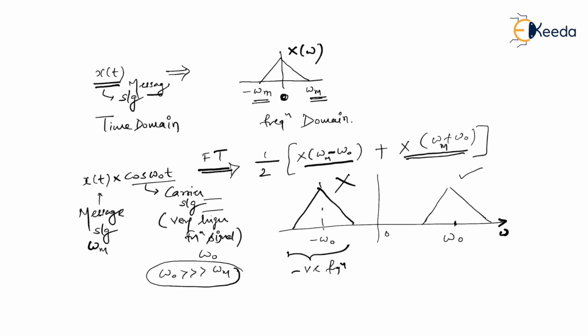Originally, it was centered at 0. The maximum frequency content in the message signal was omega m. So this was the maximum frequency content. Now after modulation, what is meant by modulation? It means multiplying the signal x of t, which was a message signal, with a carrier signal with a frequency of omega naught, where omega naught is very high compared to omega m.